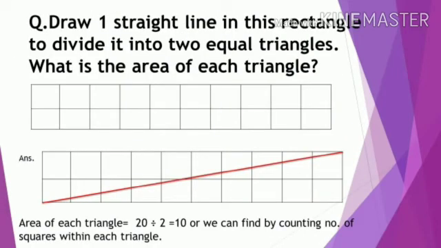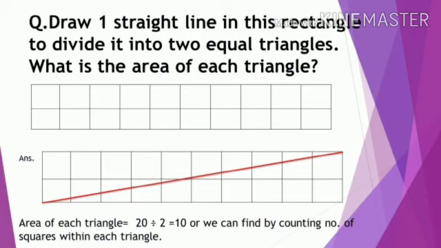Next question is, draw one straight line in this rectangle to divide it into two equal triangles. And what is the area of each triangle? You can see here it is a rectangle. A rectangle is given in the question. So by drawing a straight line like this, we can divide this rectangle into two equal triangles.